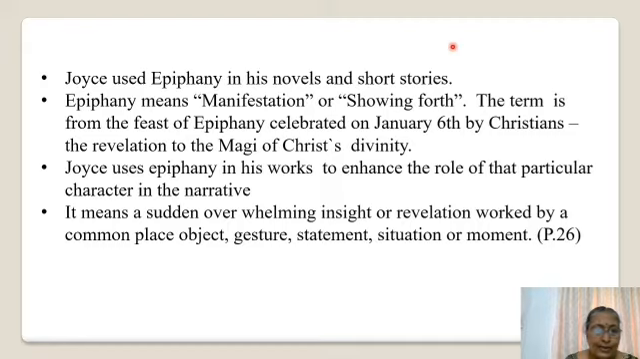And that aspect is called epiphany, meaning manifestation or showing forth the divinity of Christ, and in this case showing forth what is there in the mind of the character. James Joyce uses epiphany in his works to enhance the role of that particular character in the narrative.